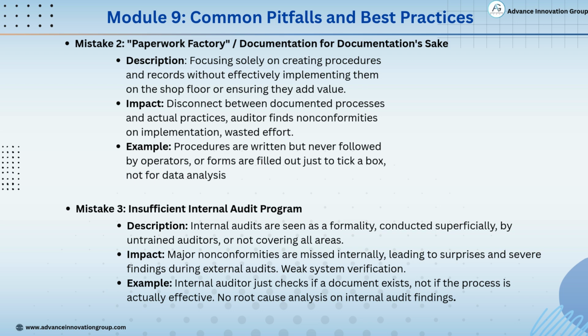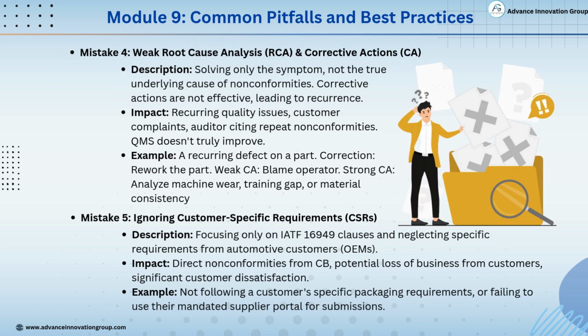Continuing with the common mistakes during implementation. Mistake 4. Weak root cause analysis, RCA, and corrective actions, CA. Description. Many organizations only address the symptom, not the real root cause of nonconformities. This results in ineffective corrective actions and the problems keep coming back. Impact. You'll face recurring quality issues, customer complaints, and even auditors flagging the same nonconformities again and again. This indicates that your QMS is not truly improving.